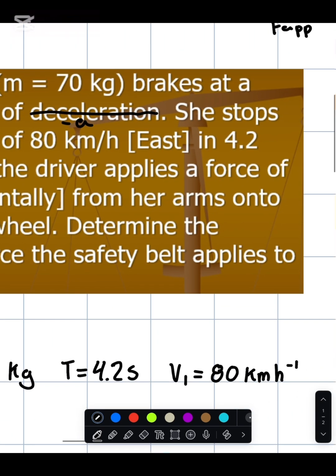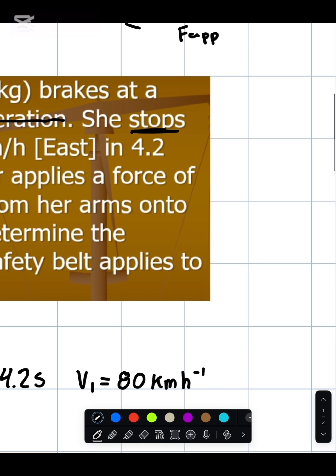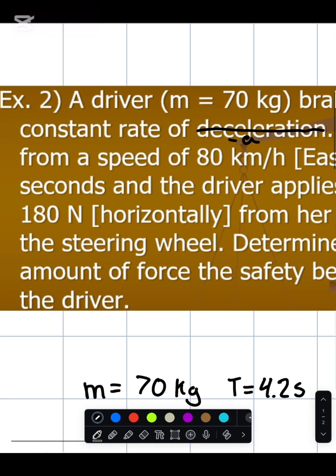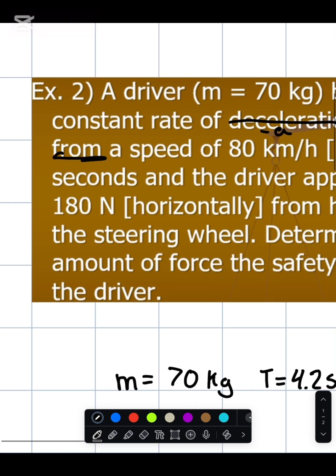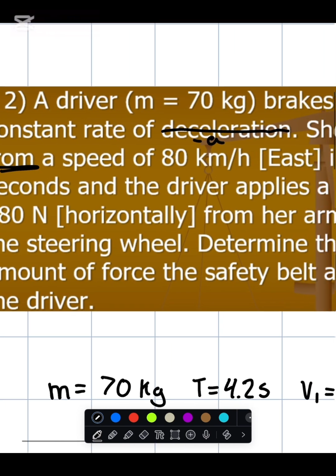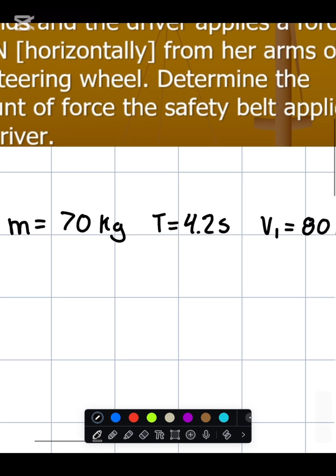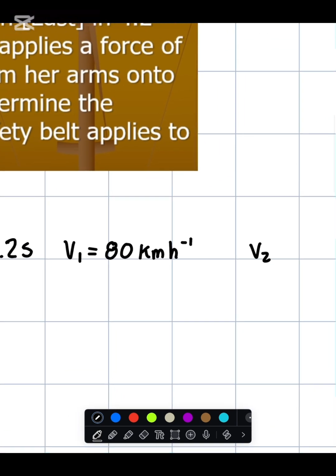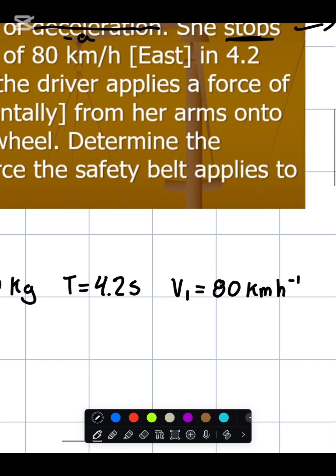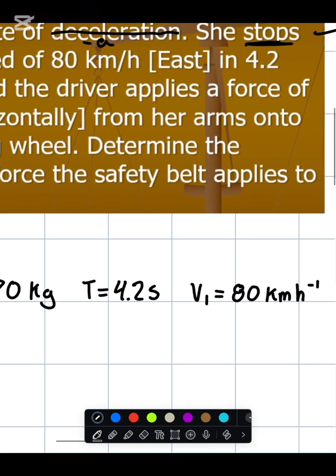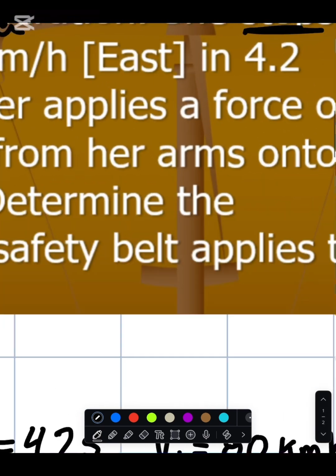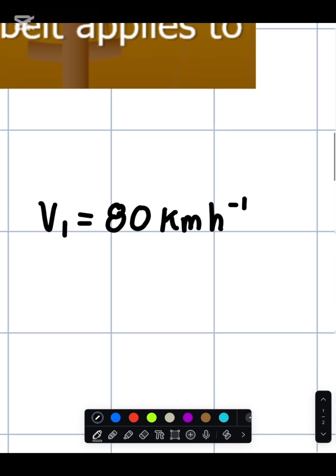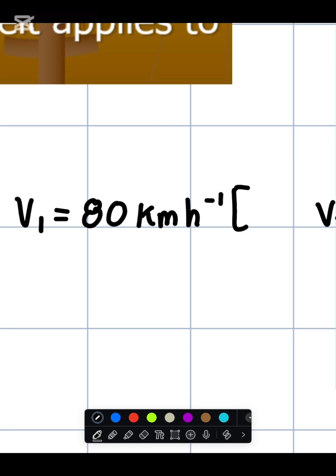So stops, this right here will just signify that she's at rest, which is 0. So she stops from a speed. V1 is going to be speed, and she stops from her V1, which will be 0. So V2 is going to be equal to 0. No direction, no magnitude, no nothing. So 80 kilometers east. We see how they say east. We have to state that it's east as well. So this will come in handy further into the question.